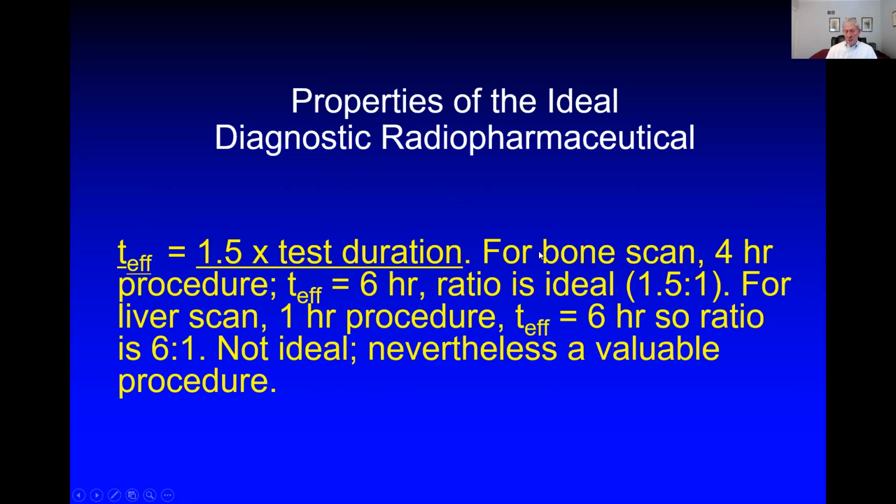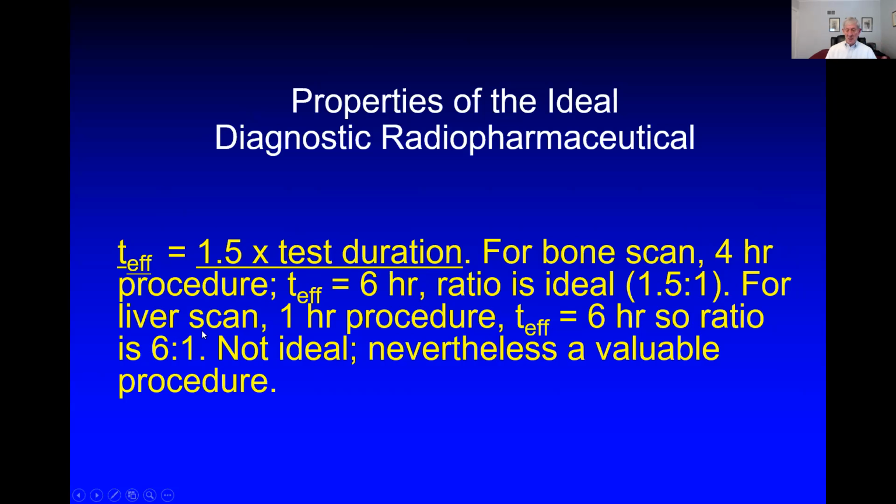A bone scan, let's say with MDP: the T effective happens to be equal to T physical because the biological half-life of those phosphates in bone is pretty long. And so the T effective is 6 hours. It's a 4-hour procedure, right? We inject, we say to the patient, go away, come back in 3 hours, and then we scan. So we have a ratio of T effective of 6 divided by procedural length of 4, 1.5, perfect.